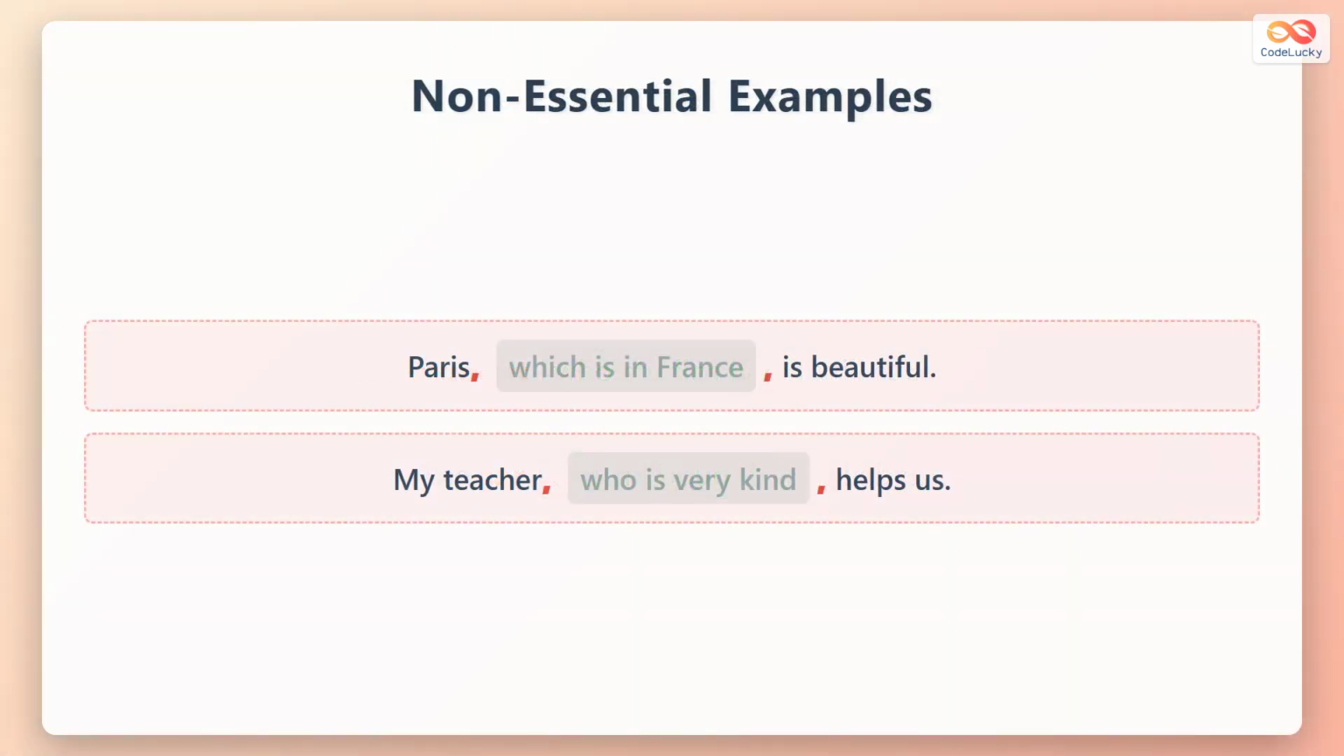Non-essential clauses add extra details. Paris, which is in France, is beautiful uses commas because everyone knows Paris's location. My teacher, who is very kind, helps us adds optional description.